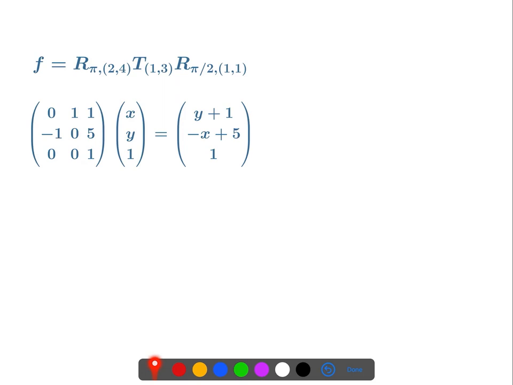So this is telling us that the function f is taking a point xy to y plus 1 comma minus x plus 5. Minus x plus 5, I've written here as 5 minus x, but it's the same thing. So this is then the value of f of xy. This is what f takes the point xy to. It's going to y plus 1, 5 minus x.